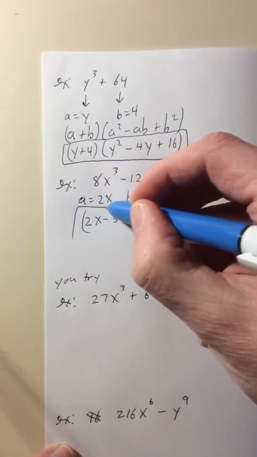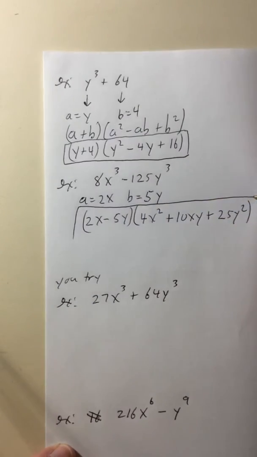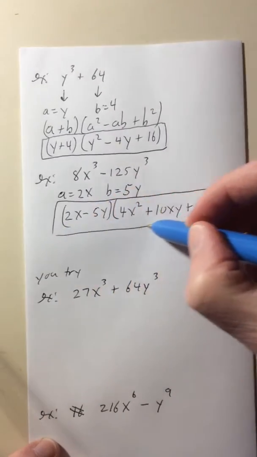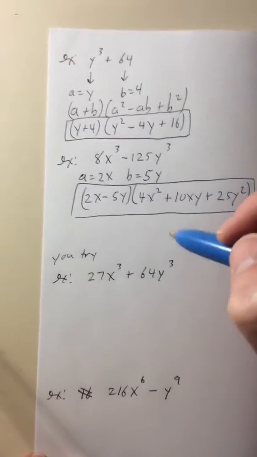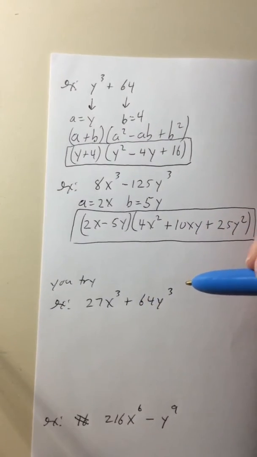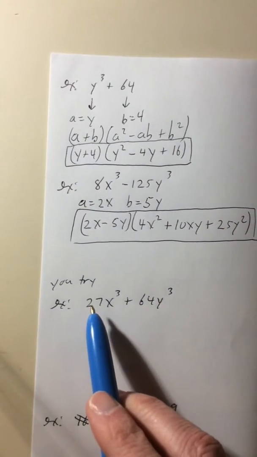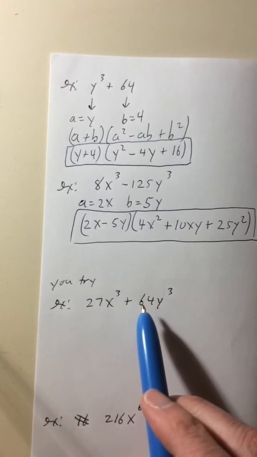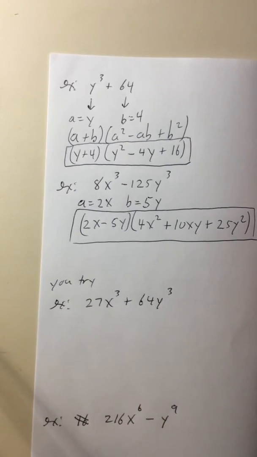And that is all he wrote. Okay, so you try it. Same thing here. So we have a coefficient and a variable cubed. We get another coefficient, variable cubed. You know the drill. Make sure you do the push-ups, and we'll be back in a moment.